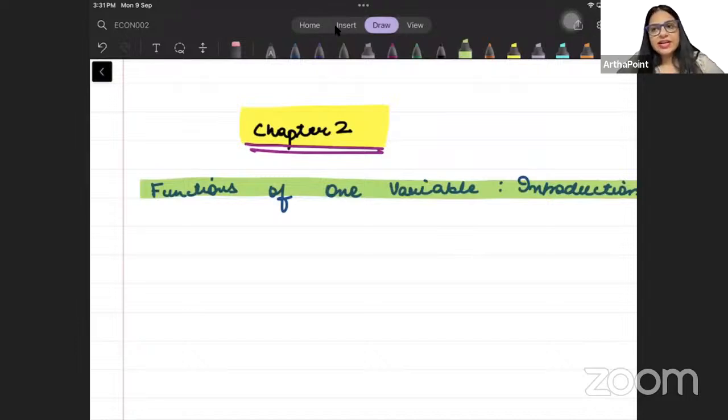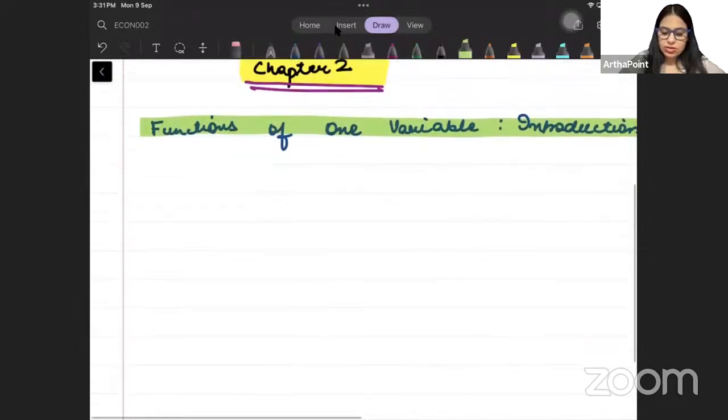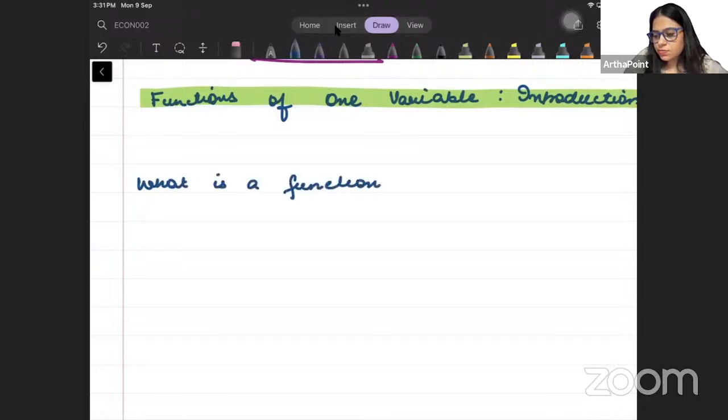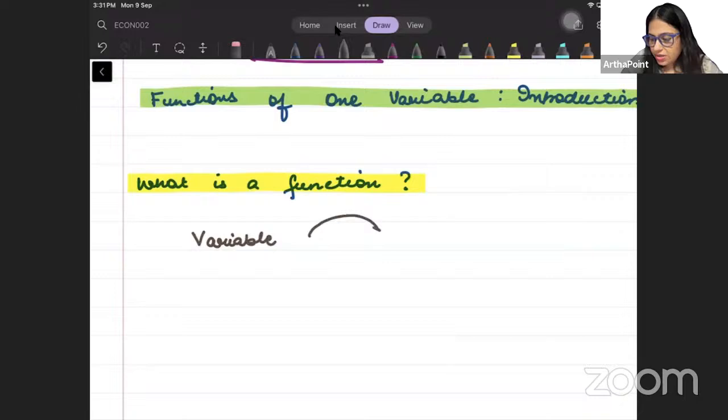In order to understand functions of one variable, beta, pehle we need to understand what is a function. एक फंक्शन क्या होता है? What is called as a function? So when we have one variable depending on other variable, then we call it as a function.